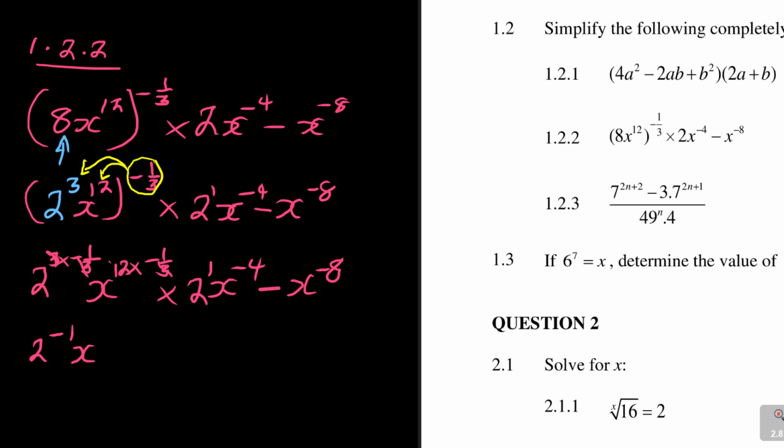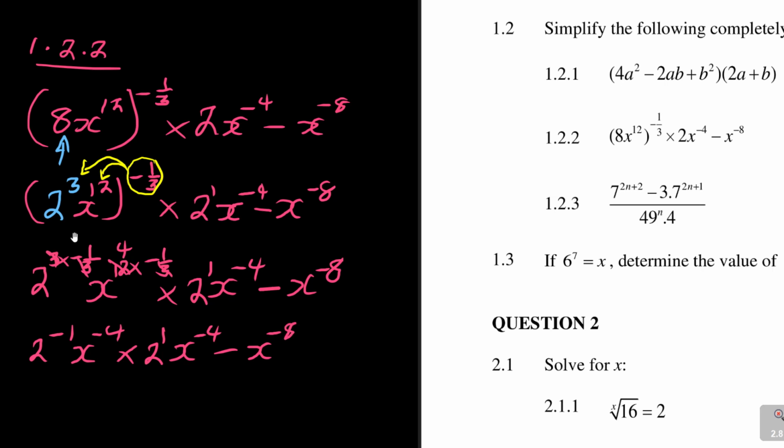Now when you cancel there, you've got 2 to the power negative 1, x to the power 3 into 12, it's 4. It's x to the power negative 4. Just be careful of the signs there. Times 2 to the power 1, x to the power negative 4 minus x to the power negative 8.